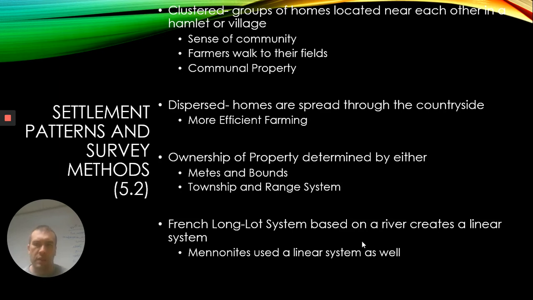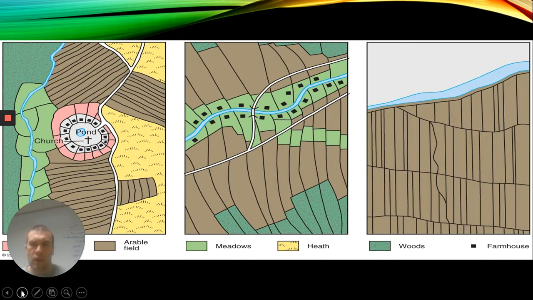Right, there are two general types of how rural settlement land use is determined, how those patterns are determined. The first one is clustered. So you have these groups of homes that are clustered together in a hamlet or village. Let me show you an example.